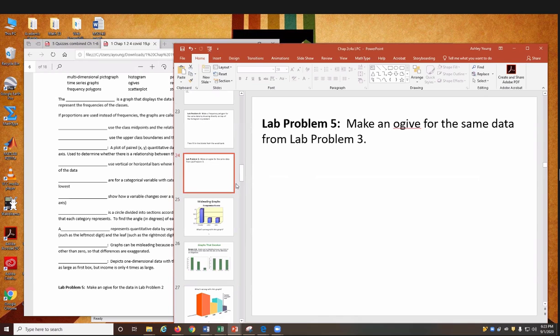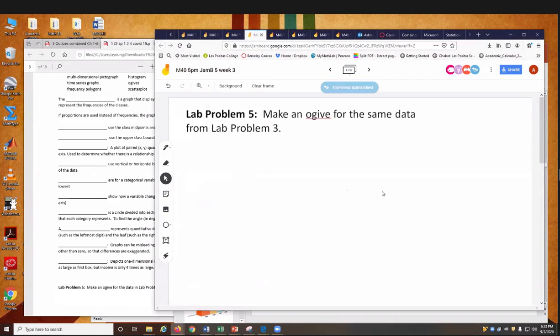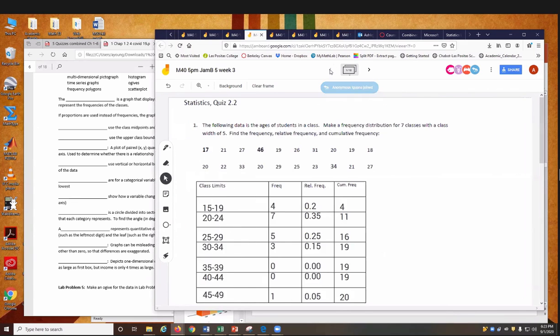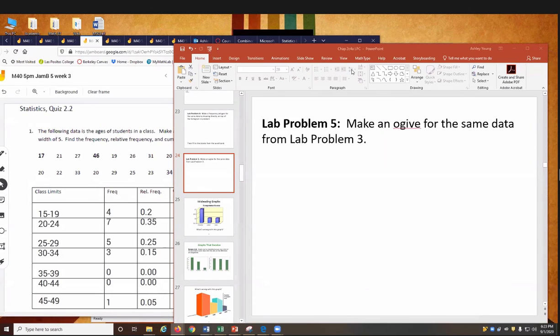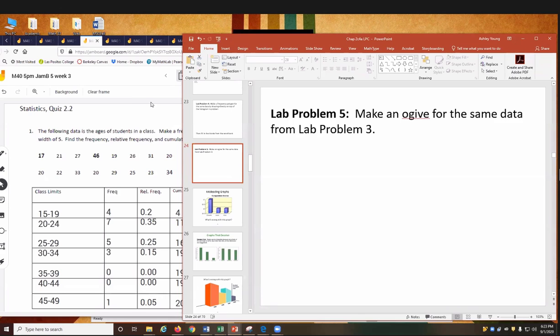So lab problem five, making an ogive for the same data as in lab problem three. For example, if I was using your Jamboard from earlier, say I was using this data here, then I would draw this out, make this here, make another one there, and then I'm going to use the upper limit, the upper boundary.